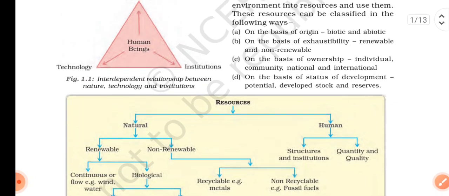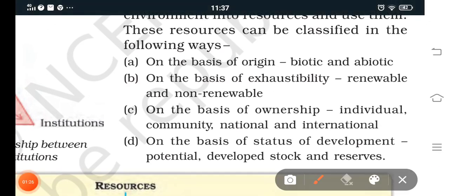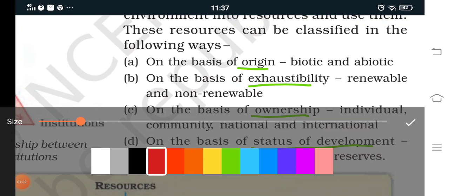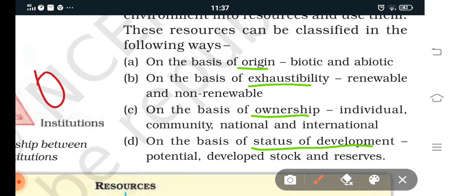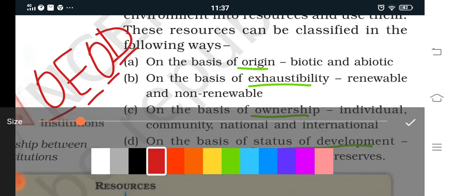Let's see how the resources can be classified on the basis of origin, exhaustibility, ownership and status of development. So here is a quick formula: OEOD. Origin, exhaustibility, ownership, status of development. Okay, now let's see the subtypes.